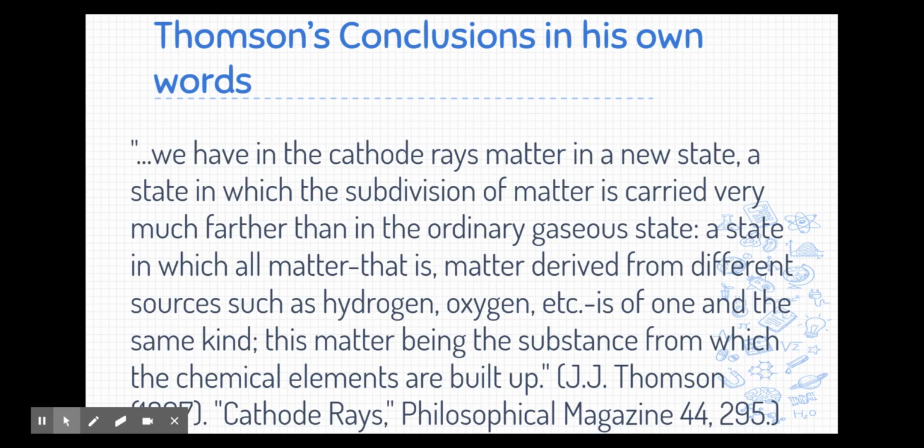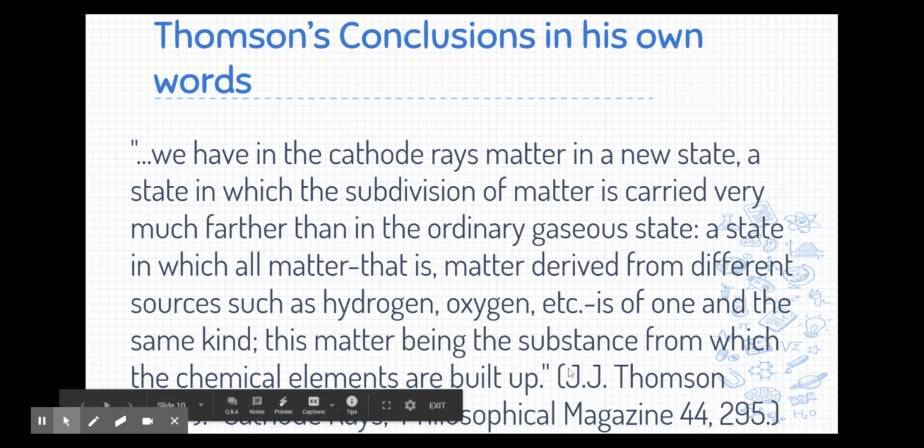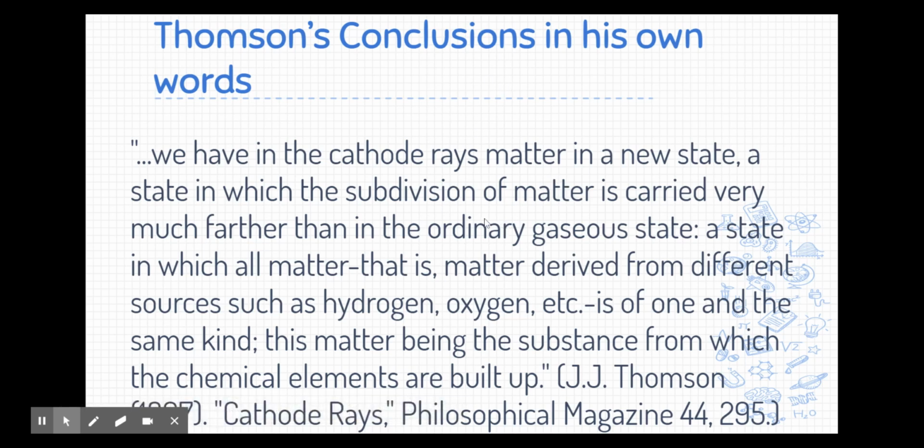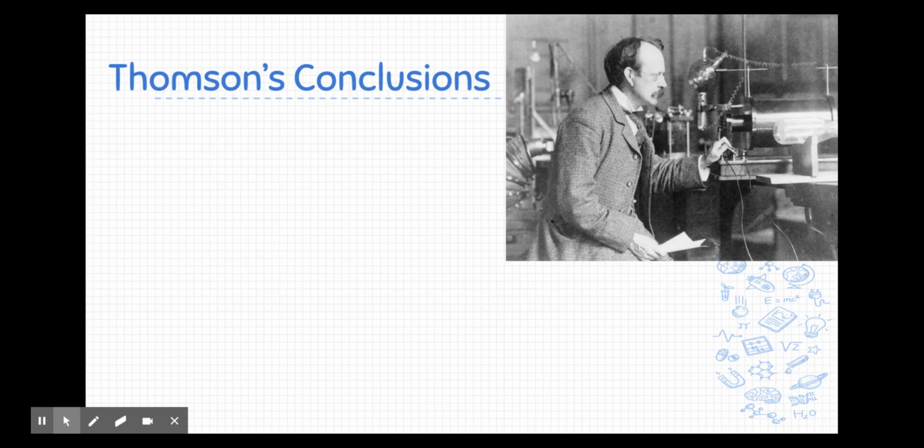So here's Thomson's conclusion. Quote, "We have in the cathode ray matter in a new state, a state in which the subdivision of matter is carried much farther than the ordinary gaseous state, a state in which all matter, that is, matter derived from different sources such as hydrogen, oxygen, and so on, is of one and the same kind. This matter being the substance from which the chemical elements are built up." This is directly taken from his paper on cathode rays. Since that is in the scientific language of the late 1800s, let's look at his conclusions in some more simple language.